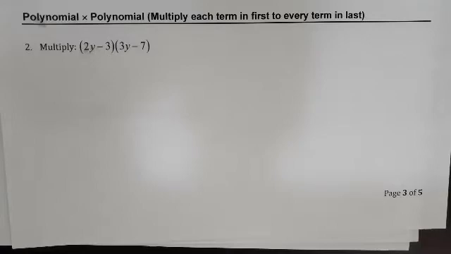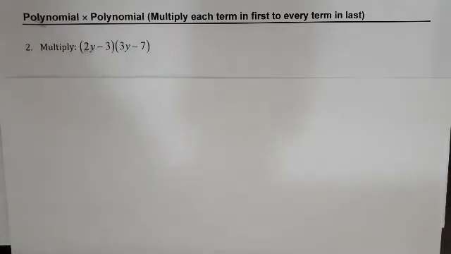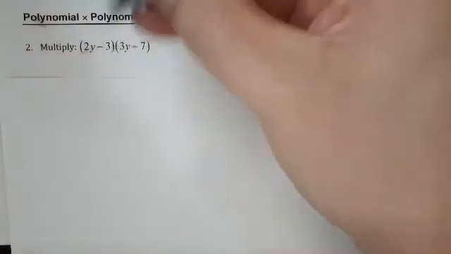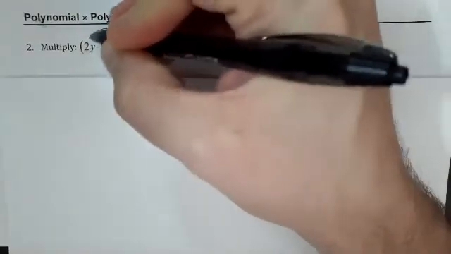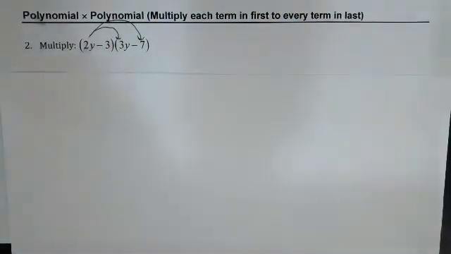Multiply each term in the first to every term in the last. One of the ways that people say this is FOIL: first, outer, inner, and last. It's a pattern. It's okay. It works, but it only works for a binomial by a binomial. So let me grab some colors. Here we go. What I want to do is take this 2y and multiply it by everything over here.